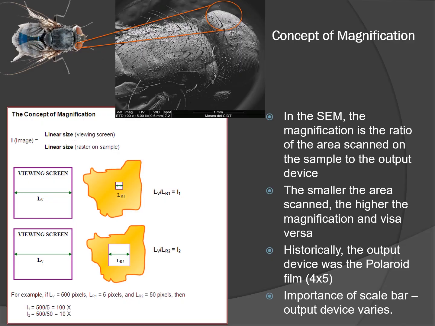In the SEM, the magnification is the ratio of the area scanned on the sample to the output device. The smaller the area scanned, the higher the magnification, and vice versa.